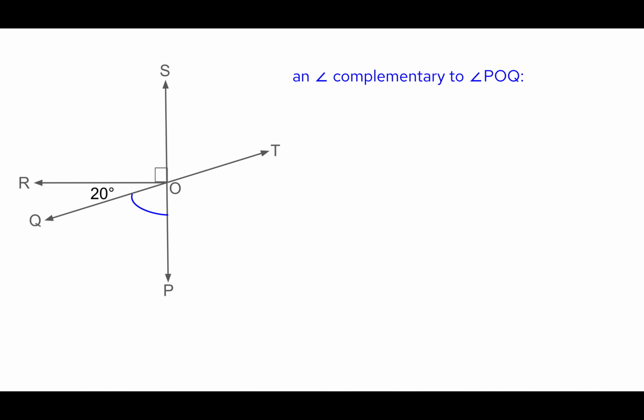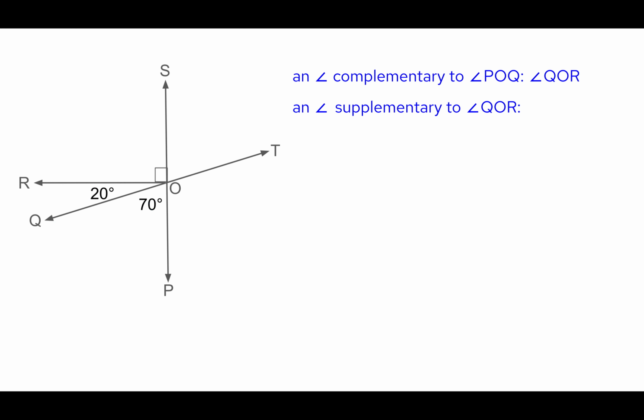Now let's look at this one. I want to find an angle that's complementary to angle POQ. So I know that complementary means that it needs to add up to 90 degrees. So right here would be 90, ROP. So that means I need this angle right here, that 20-degree angle. So the angle complementary to it would be this one right here, which is angle QOR, or you could say ROQ. Remember, O is the vertex of the angle. So 90 minus the 20.